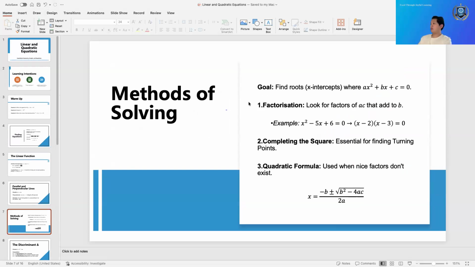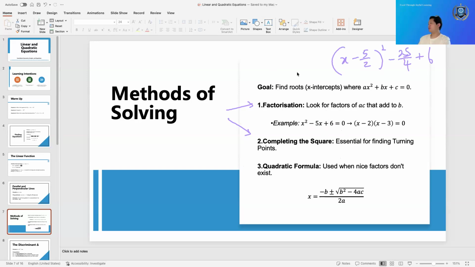First, you go by factorization, using your normal factorizing: you look for factors of your constant that add to your coefficient of x. Second, you complete the square. In this case, you go x minus 5 on 2, whole squared, then minus 25 on 4, then plus 6. And that's simply it, in the sense that this is your completed square.